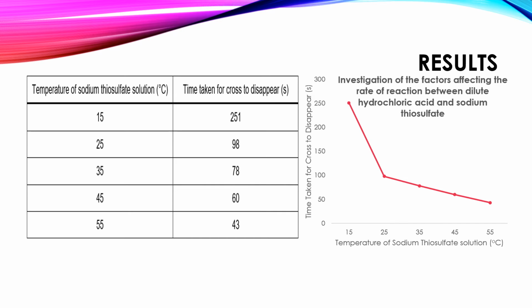So for the final part of this reaction, you're just going to create a graph of your results. Now, I've included example figures here, and when you plot your graph, you should see that as the temperature of the thiosulfate solution increases, the time taken for the cross to disappear should decrease. And you should know from previous videos that this is because as temperature increases, the rate of reaction increases.